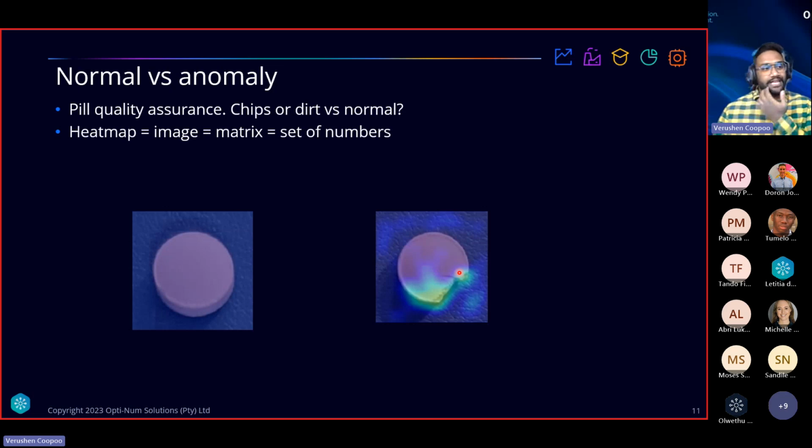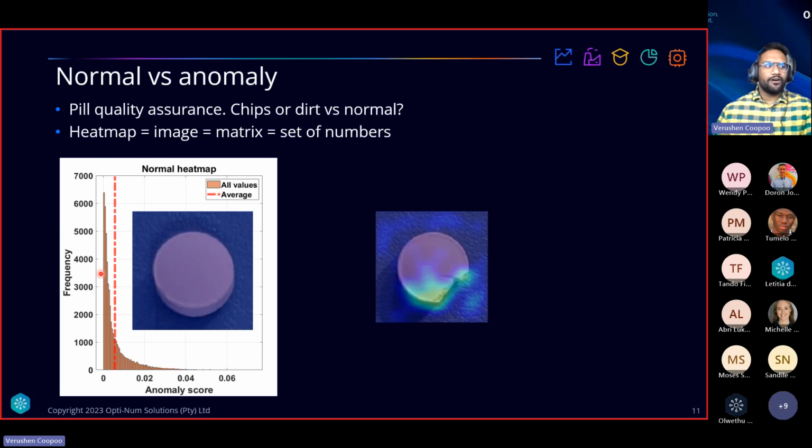Now, I mentioned to you that a heat map is just a set of numbers. So what's something we can do to a set of numbers? Well, in data science, we love to draw graphs. So here's a histogram of the distribution of the set of numbers which come from this normal heat map. And what I'd like you to observe is that on the x-axis, we have the anomaly score. And this basically corresponds to the amount of anomaly in every single pixel in our normal heat map. And you can see that a lot of them are centered at 0, meaning there's low anomalies or no anomalies rather in those pixels, and it slowly tapers down and increases slightly.